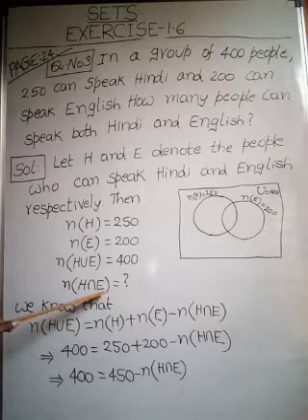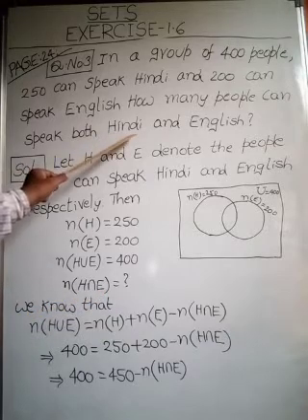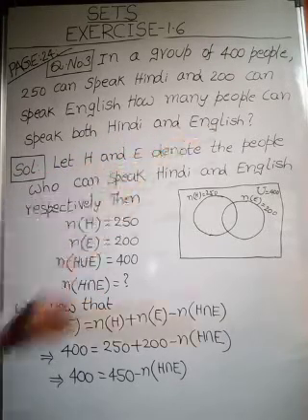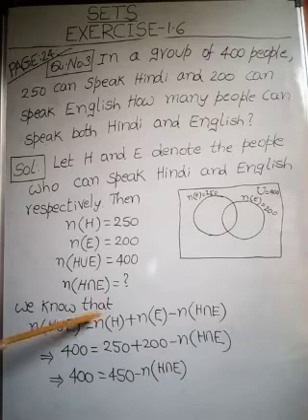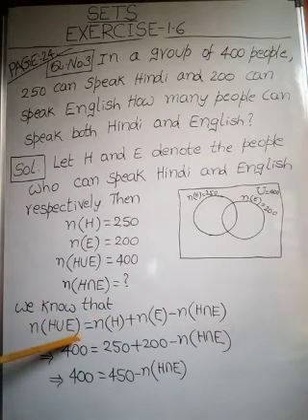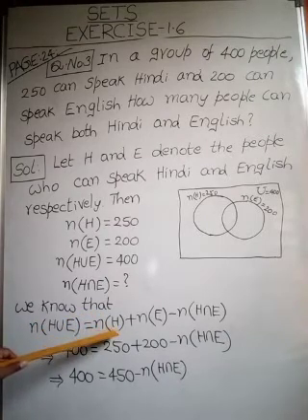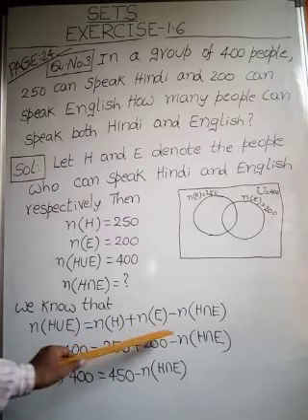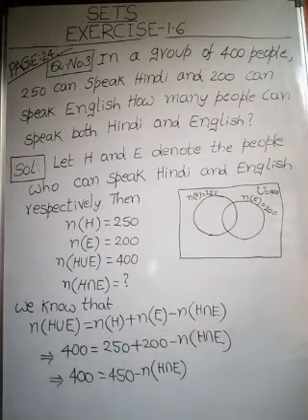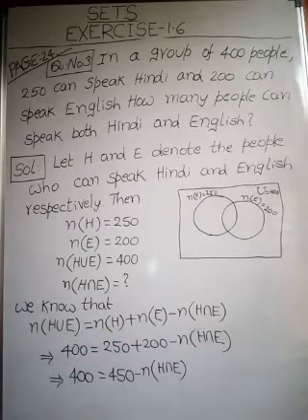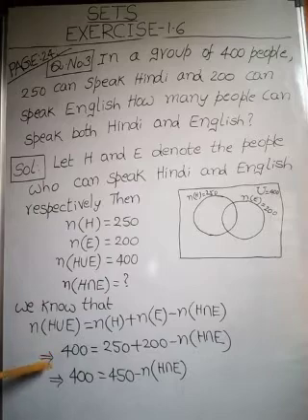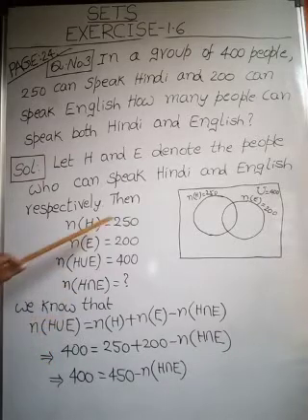It means the number of people who can speak Hindi and English. That is question mark. Understood this step, my dear children? Right. We know that N of H union E is equal to N of H plus N of E minus N of H intersection E. This is the formula I told you in the beginning of the exercise. In this formula, we substitute the given values.